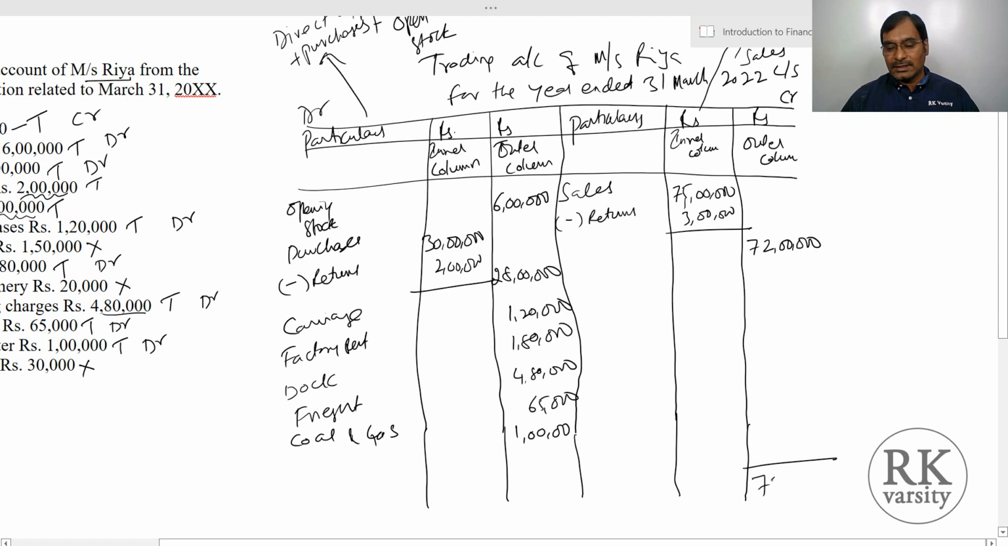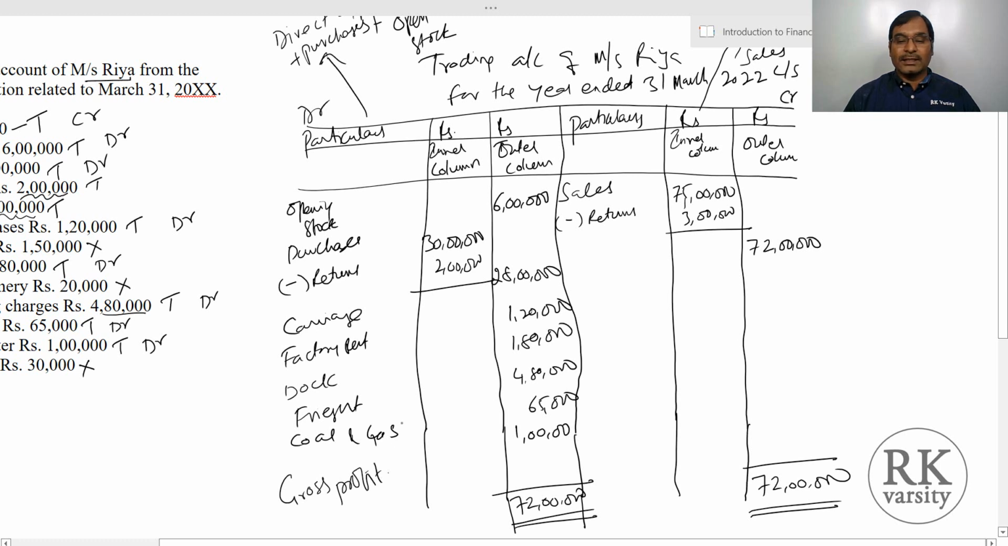So this is 72 lakhs. We close the account by drawing 2 lines, and we'll come here. Here also we write the same 72 lakhs and close the account. So the difference between the 72 lakhs of a credit balance minus all your expenses is your gross profit.